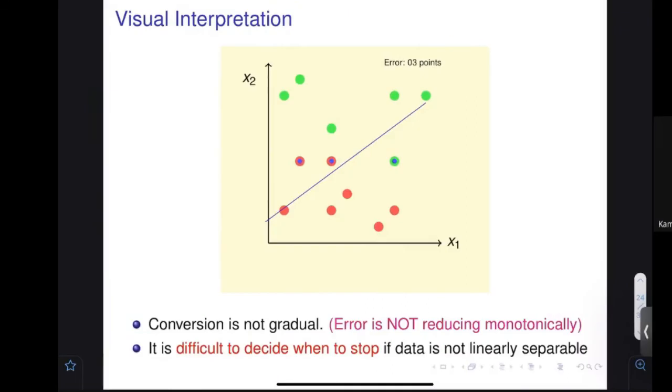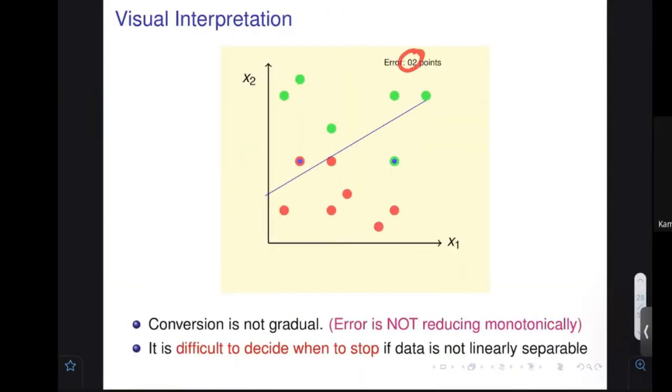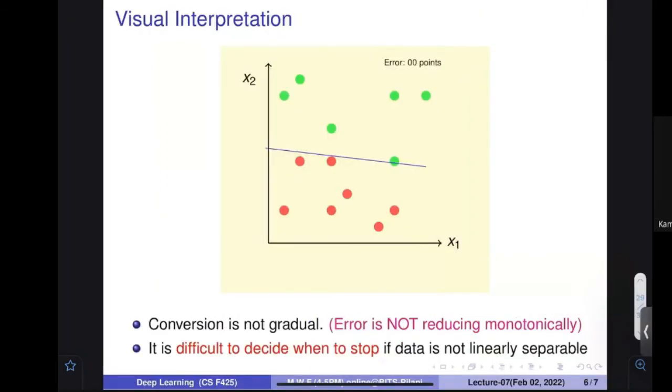Can you see? Now the line is this. Now the line has a 2 point error. These were the errors. Again, you can see a 3 point error. This is again a 1 point error. Error on 1 point, error on 2 points, and this is the final point. This is the final equation.